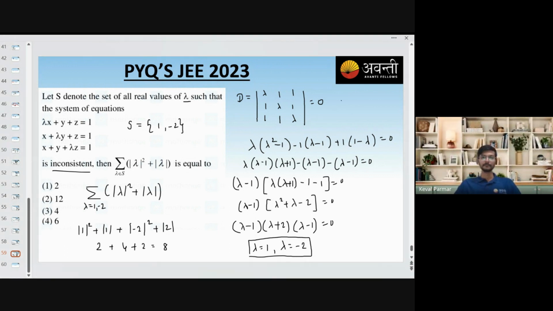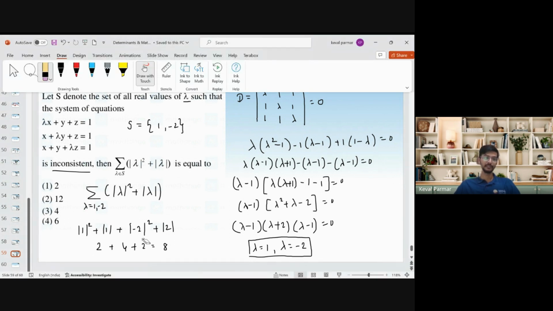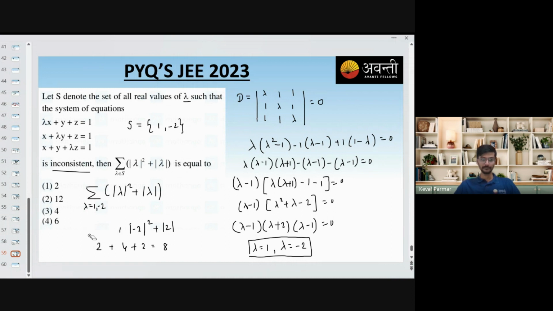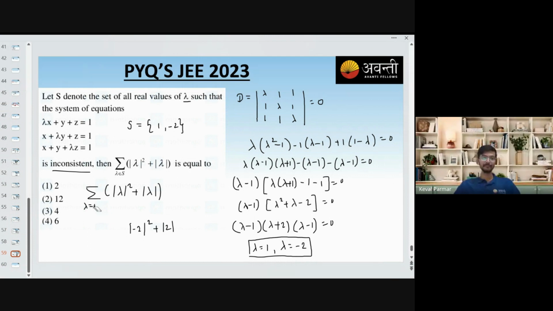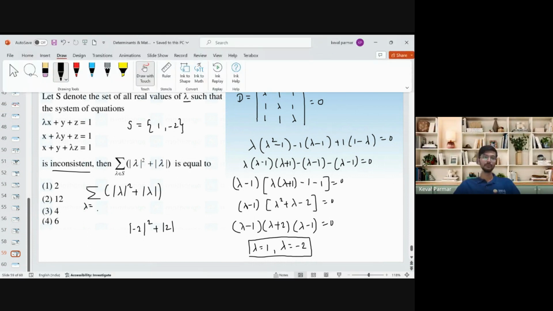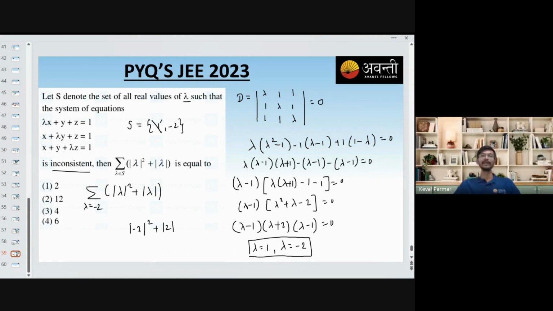Yeah. See, guys, the important part that we skipped here, we got emotional with our question. That means we proceeded with the question without knowledge. We cannot take lambda equals to 1. We can only take lambda equals to minus 2. Why, guys? Because for lambda equals to 1, D equals to 0.